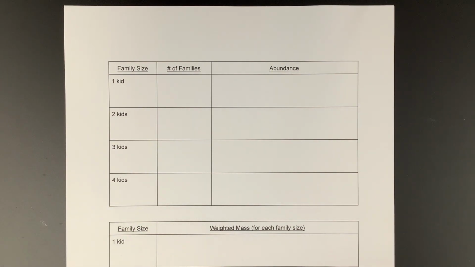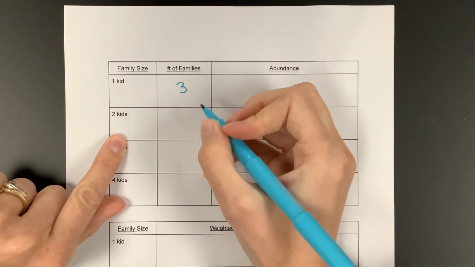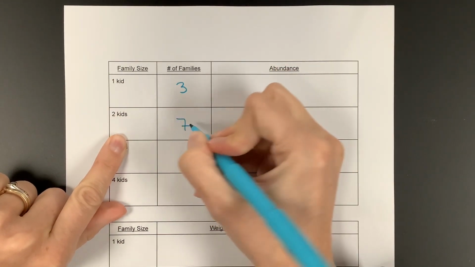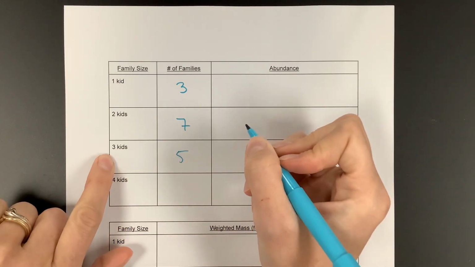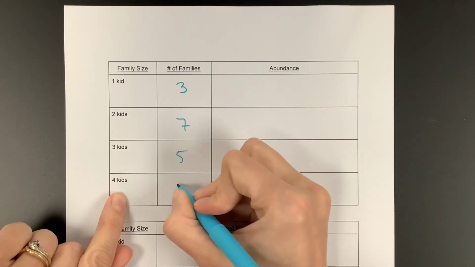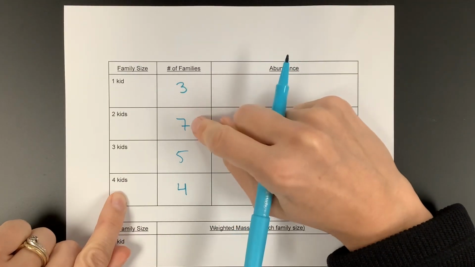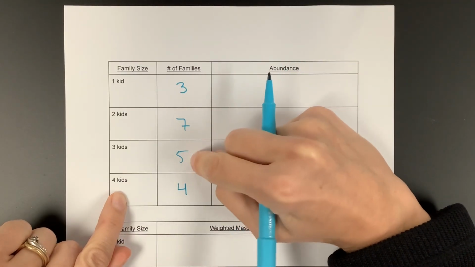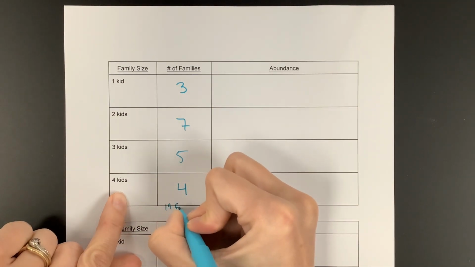Let's say that out of our class, 3 families have 1 kid, 7 families have 2 kids, 5 families have 3 kids, and 4 families have 4 kids. So that's a total of 3 plus 7 is 10, 15, 19. There's a total of 19 families.